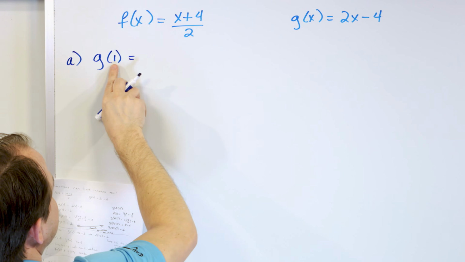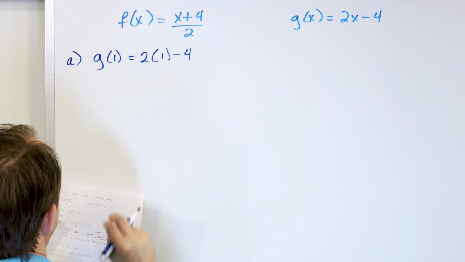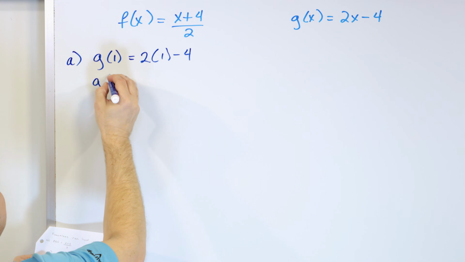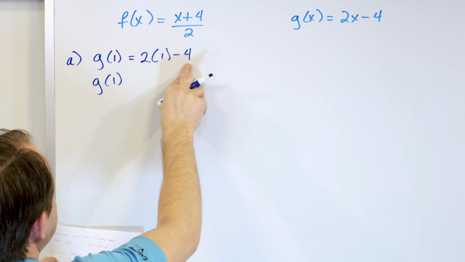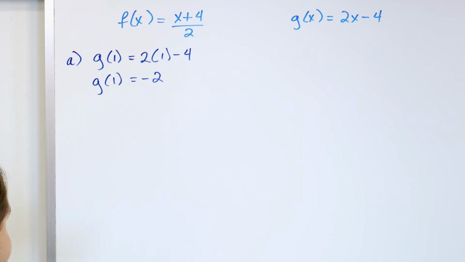This is the input, right? We put the input into here. What do we get? 2 times 1 minus 4. That's what we get. So then when we calculate that, we're going to get 2, then minus 4, we'll get negative 2. So g of 1 is equal to negative 2.